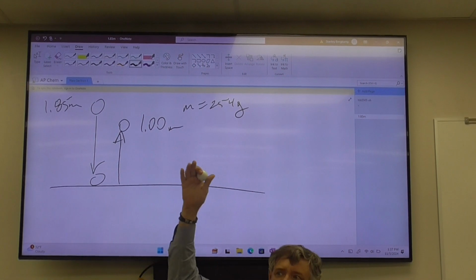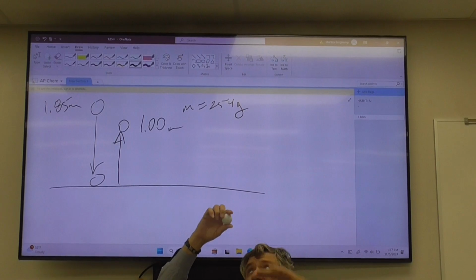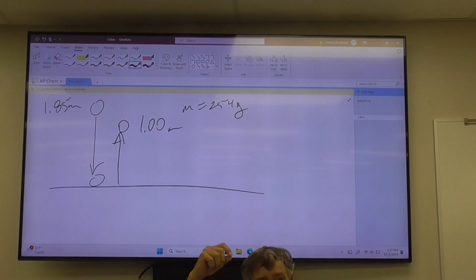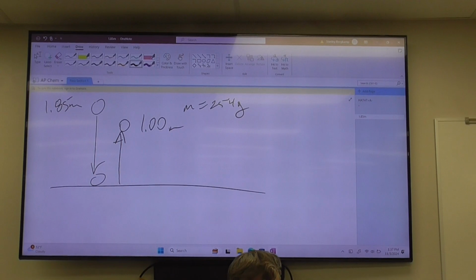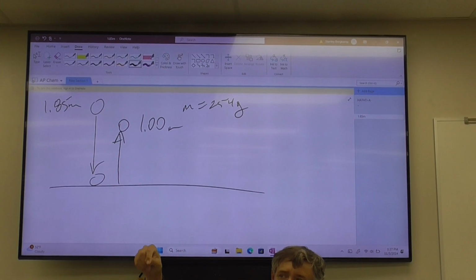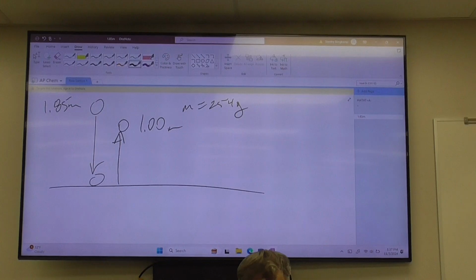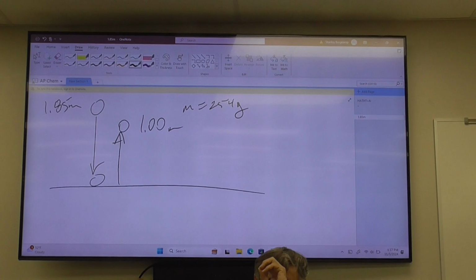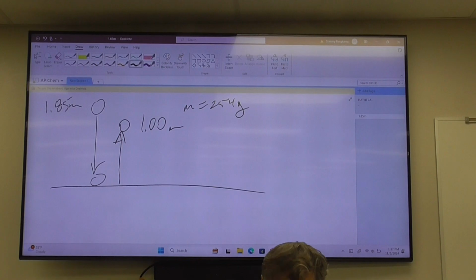What we're looking at is the analysis from here to here, and we want to specifically find the change in momentum when it's in contact with the ground. That's what we're after. The ultimate goal is to find the change in momentum when it's in contact with the ground.